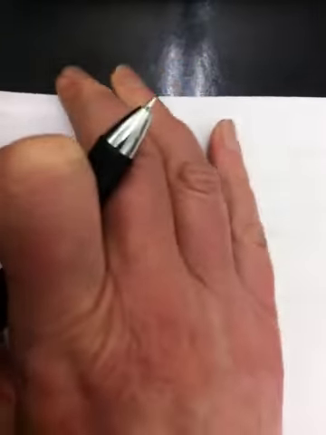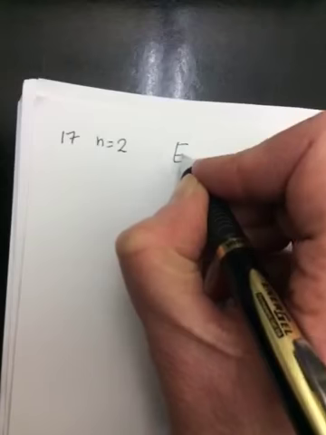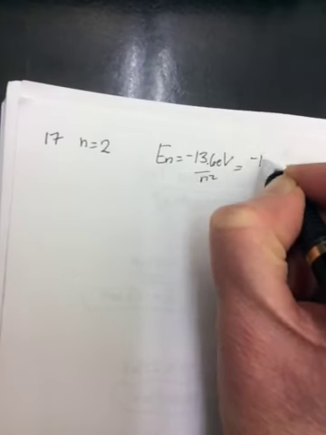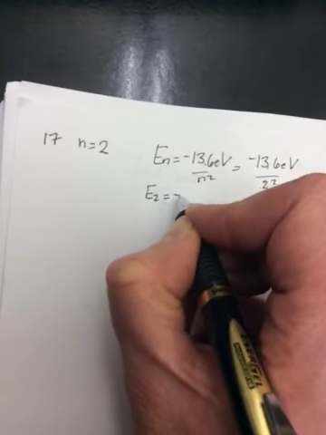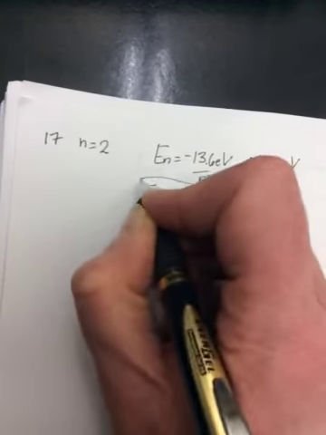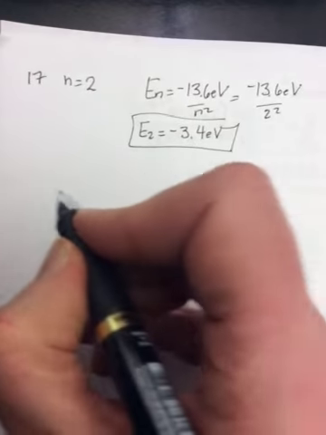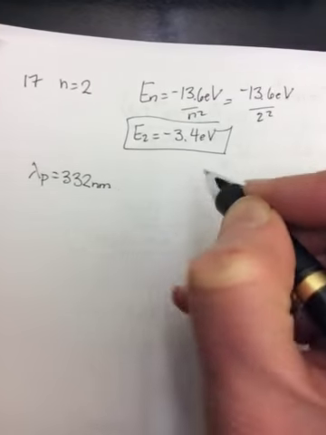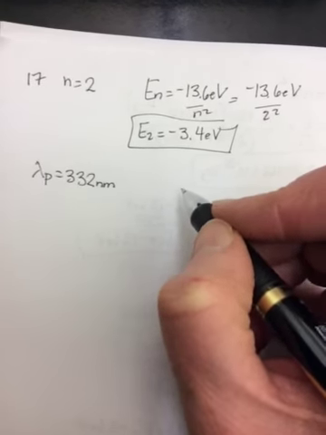All right, number 17. Hydrogen atom has an electron in the n equals 2 level. So if it's in the n equals 2 level, then En is equal to negative 13.6 over n squared. So negative 13.6 over 2 squared. So E2 is going to be negative 3.4 electron volts. I suspect we're going to need that at some point. A photon with a wavelength of 332 nanometers strikes the atom. Show that the atom will be ionized.